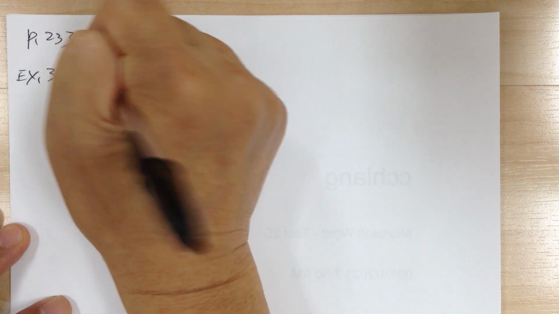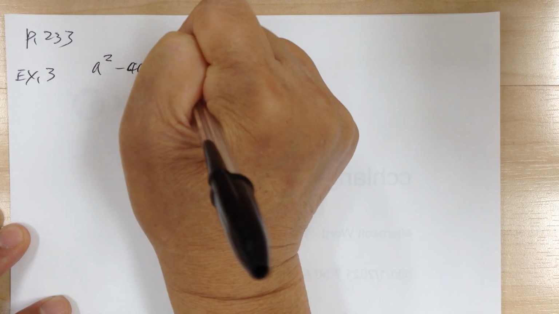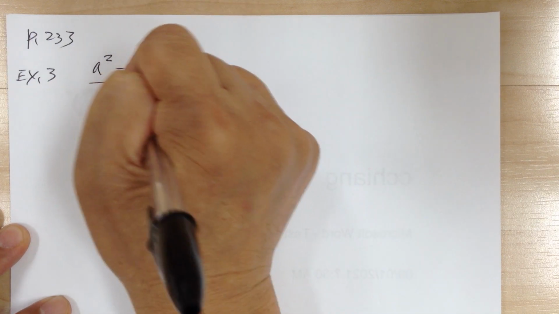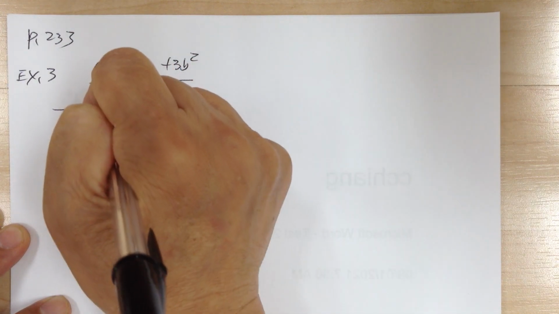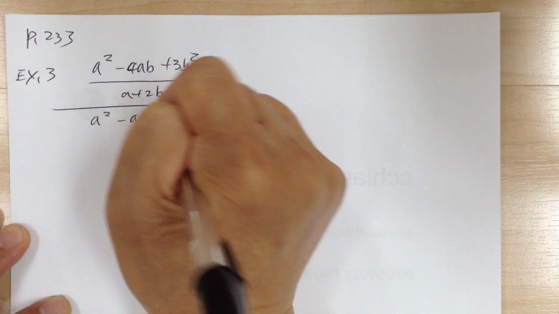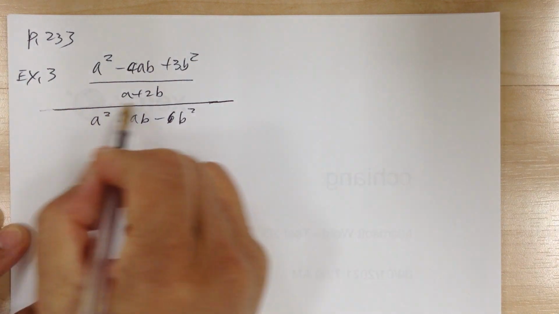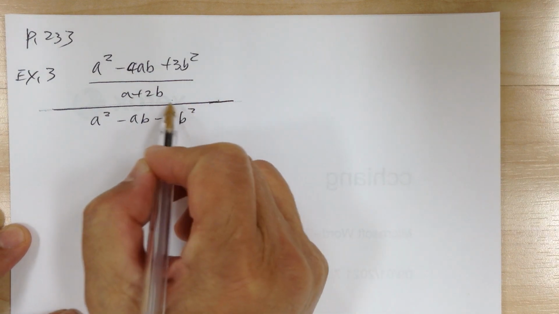Okay, so you've got (a squared minus 4ab plus 3b squared) over (a plus 2b) over (a squared minus ab minus 6b squared). Okay, so this is a major line. This is your major division fraction line. So this means division.